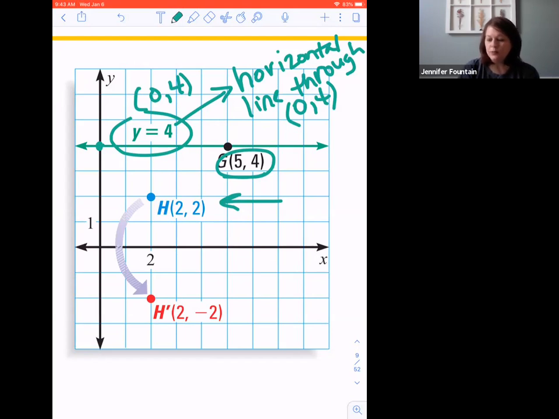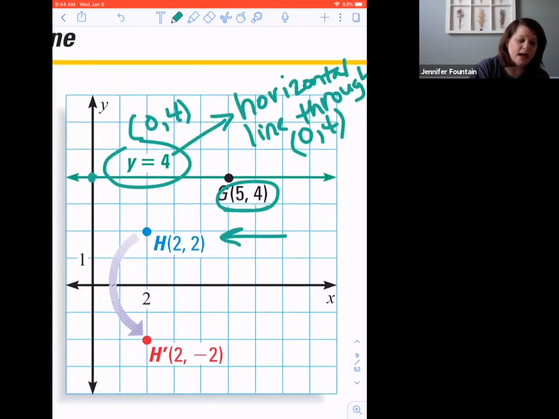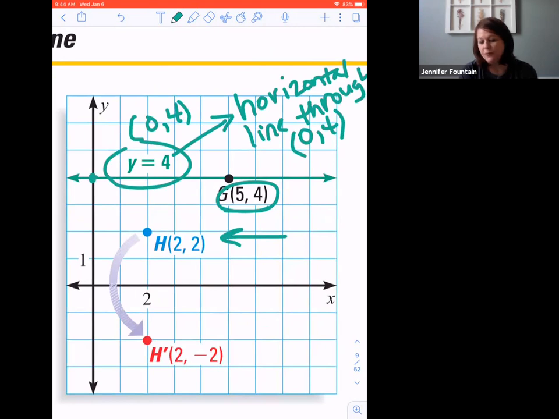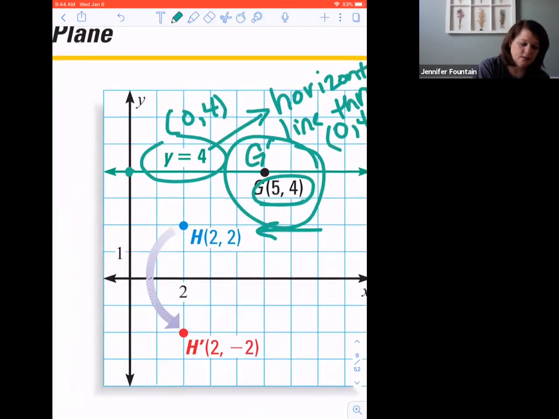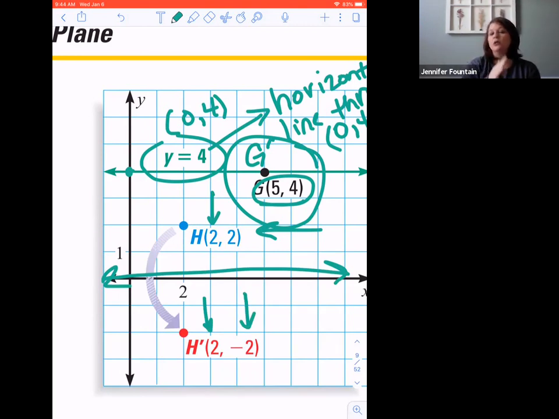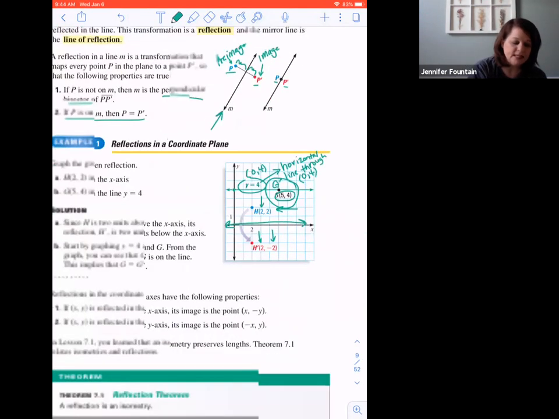So it says start by graphing y equals 4, and then you also graph G. We know y equals 4 and G is 5, 4. From the graph, you can see that G is on the line. Therefore, G prime is also going to be at the same point, 5, 4. With the first one, because it reflected over the x-axis, my x value stayed the same, but my y value changed because it went from top to bottom. Earlier, when we were going from side to side, my x value changed but my y value stayed the same. So depending on whether it's reflecting over the x-axis or the y-axis, one of your values will stay the same and the other will change.